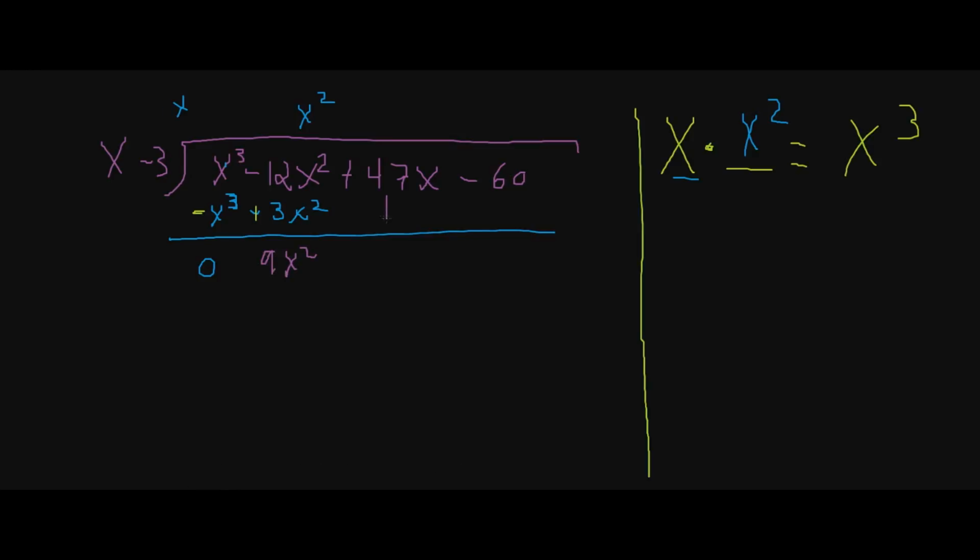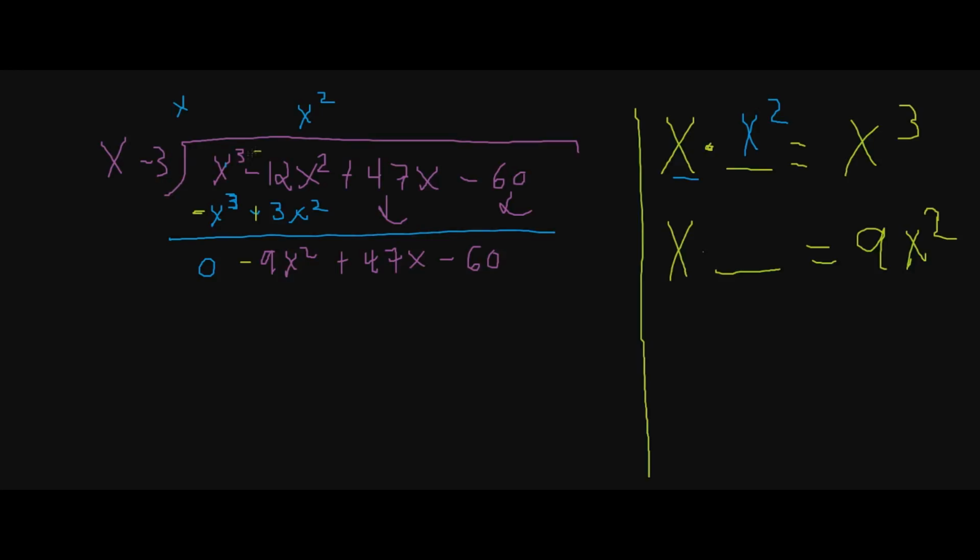9x squared. And now we just bring everything down. So plus 47x minus 60. Okay. Then I'll go ahead and do what I did over here. We're going to focus on this term right here. So x times what gives me 9x squared? Should be a negative. I apologize.